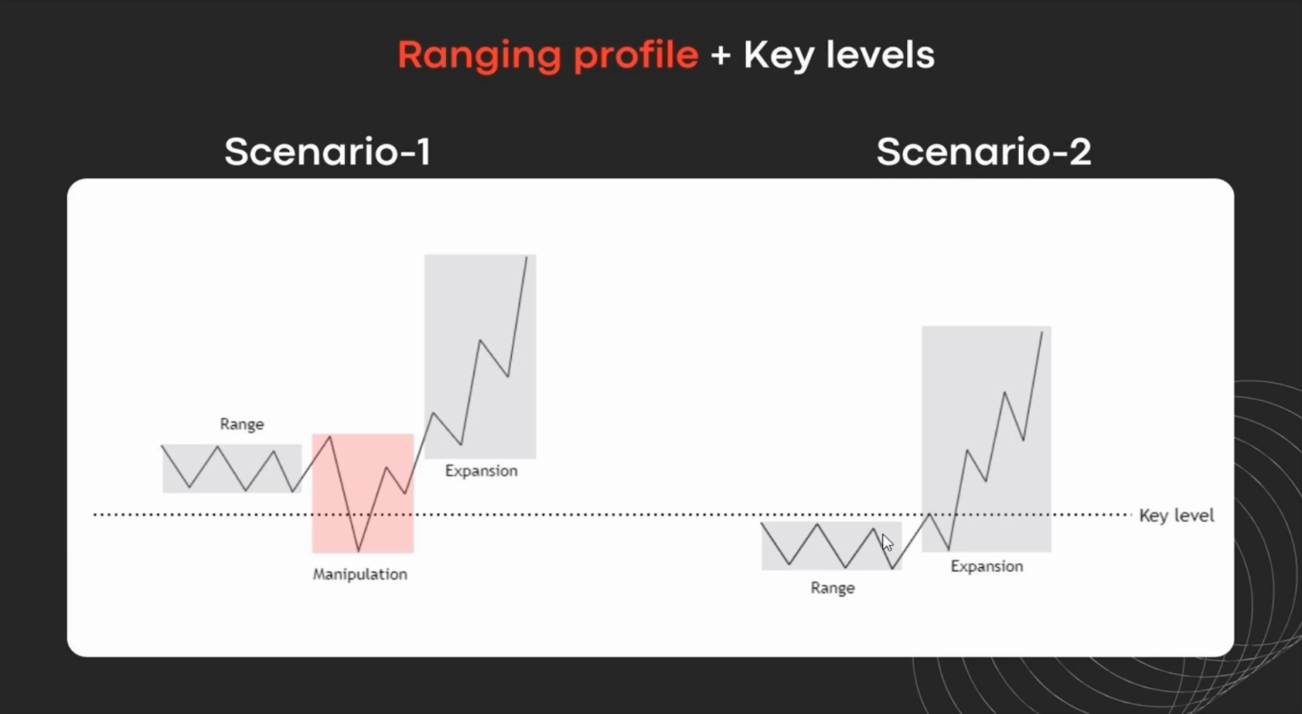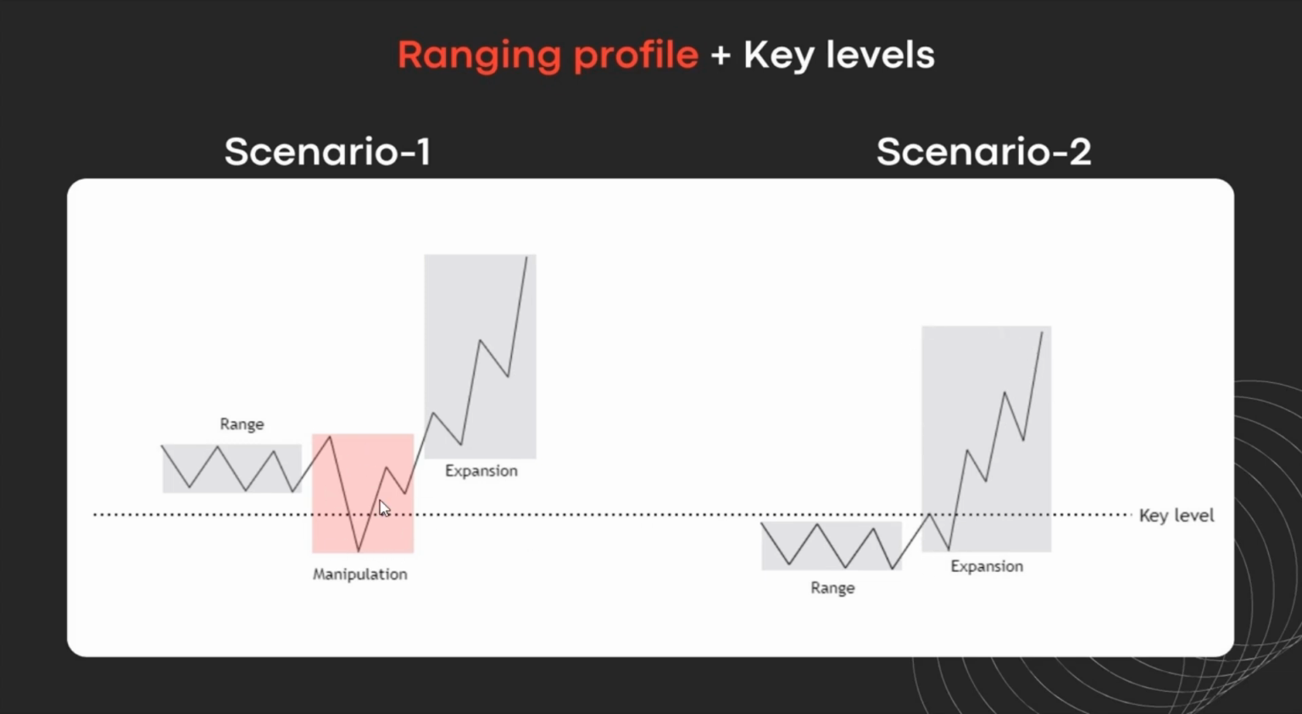On the other hand, the second scenario is when price forms the range inside a key level, meaning the key level has already been tested inside the ranging profile, and in that case the market profile that we're going to expect is an expansion profile without any manipulation profile in between, right?